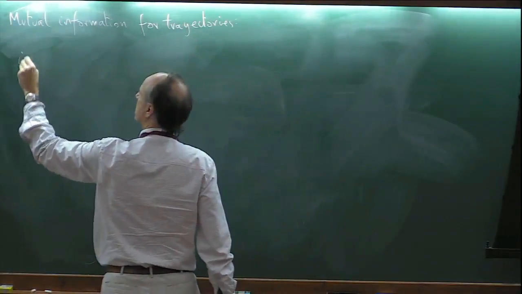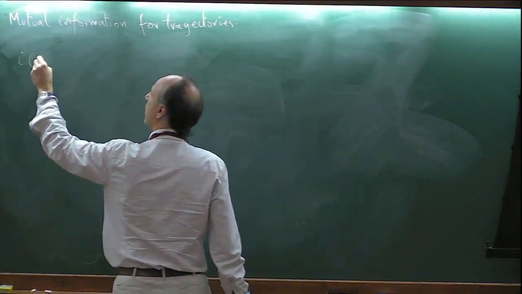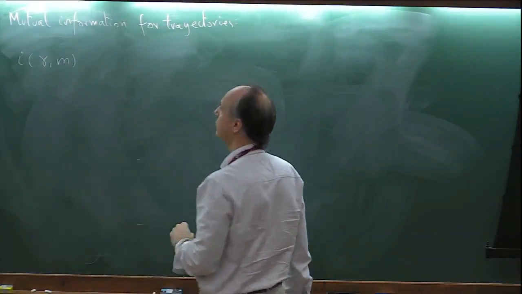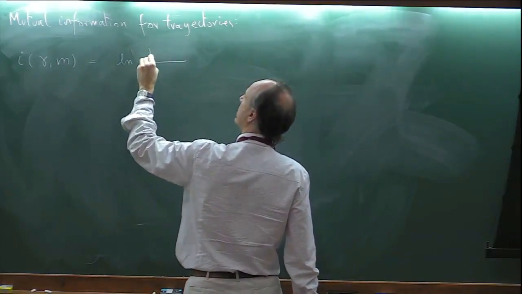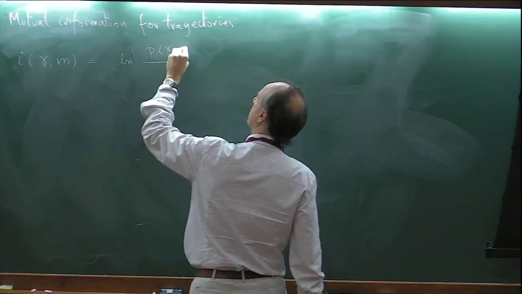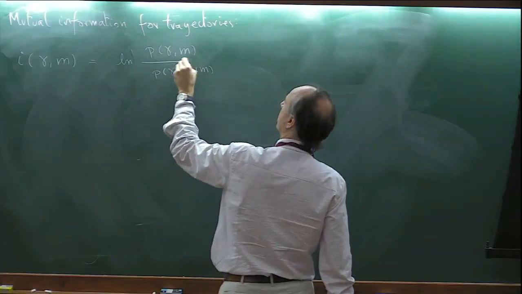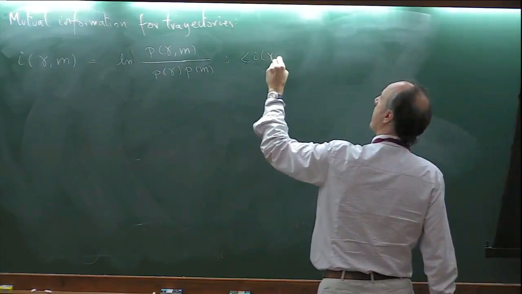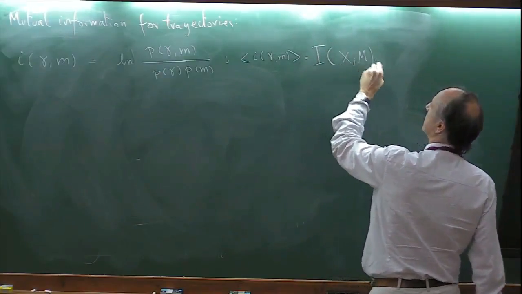And actually, I will use small letters for this quantity. It depends on a specific trajectory and a specific outcome, and is the log of the probability of having a trajectory and an outcome divided by the probability of having the trajectory and the probability of having the outcome, as if they were uncorrelated. And the average of this is the mutual information between my system and the measurement device.